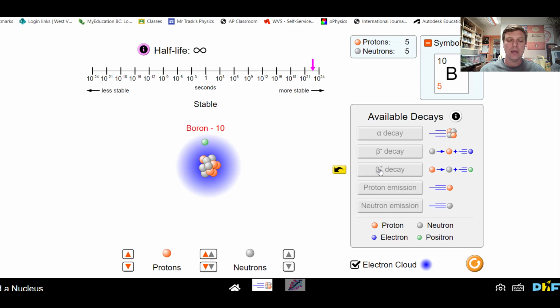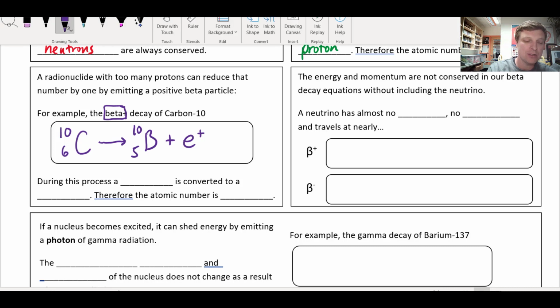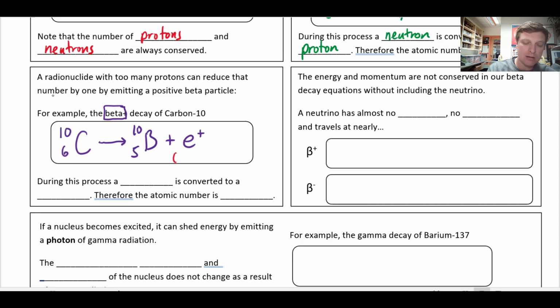Beta plus turns carbon into boron. So I go from carbon 10 into boron 10. Boron has 1 less proton than carbon, so it's atomic number 5. And what I've emitted, and this is weird, is a beta plus particle. But a beta plus particle is not an electron, it is actually a positron. It is a positive version of an electron.